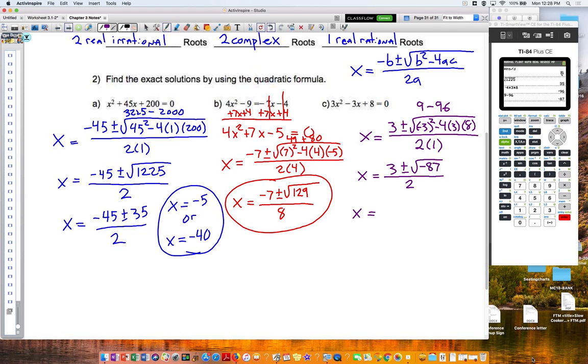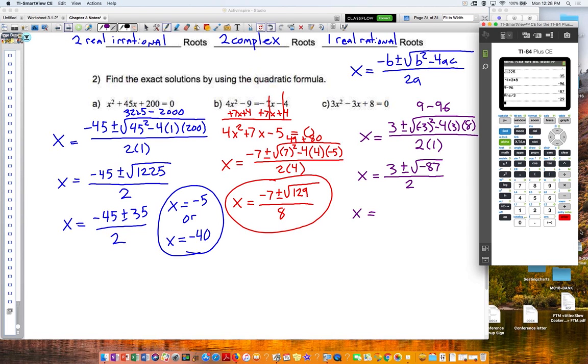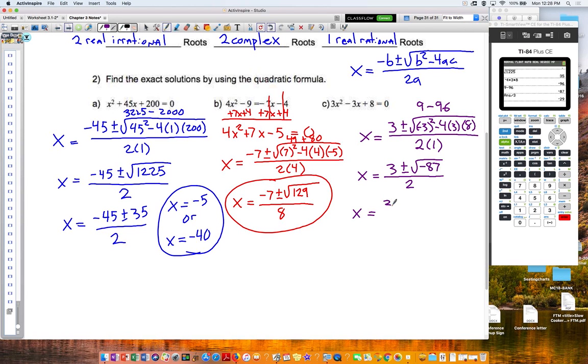87, 3 goes in it. Okay, but the only problem is 29 isn't a perfect square, neither is 3. So all I can take out is that i. So I'm left with 3 plus or minus i square root of 87. If you're checking the key online, my key online has this 87 as 23. That is a mistake that I made because I accidentally put 1 here instead of 3.